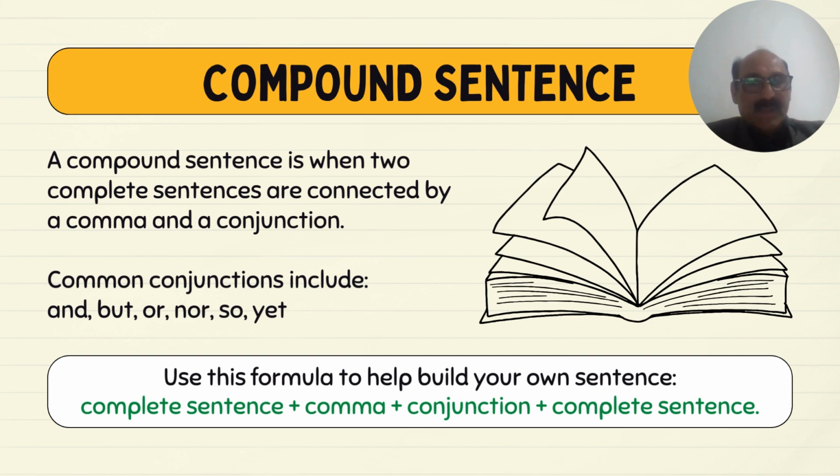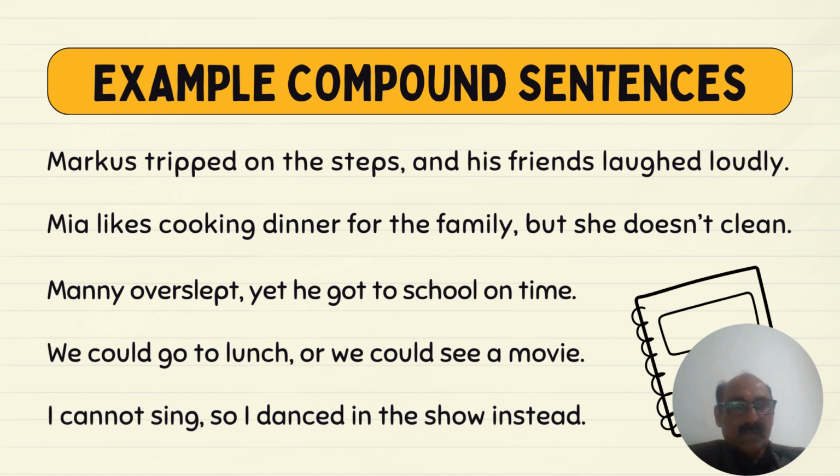Let's look at some examples of compound sentences. Look at the first example. Marcus stepped on the steps and his friends laughed loudly. You can see here two independent sentences combined by a coordinating conjunction, and. If you look closely, you will see the first sentence is followed by a comma and then followed by a coordinating conjunction, and. Compound sentences always are two independent clauses connected by a coordinating conjunction.